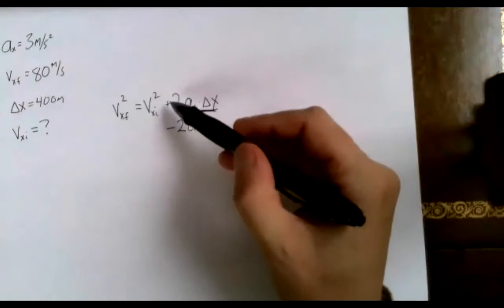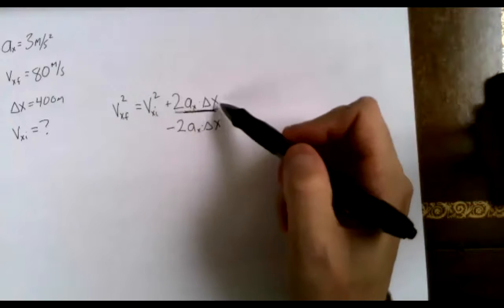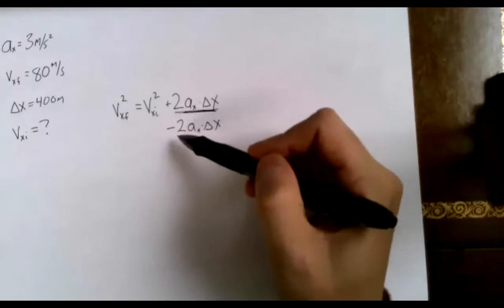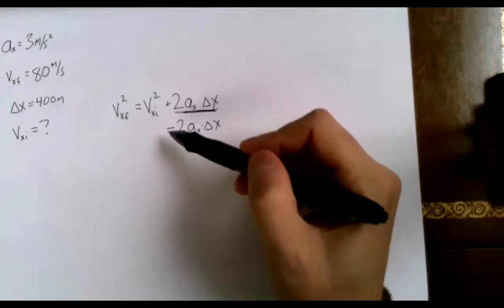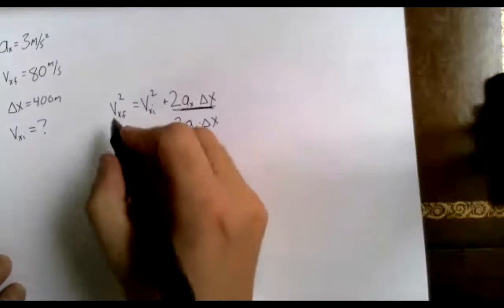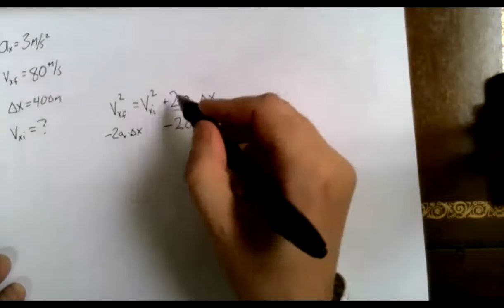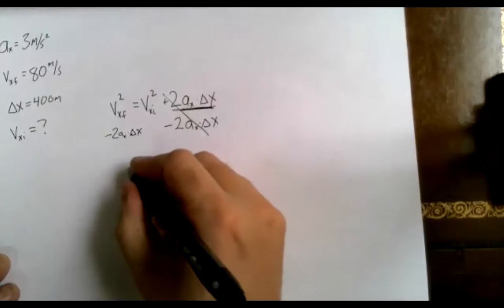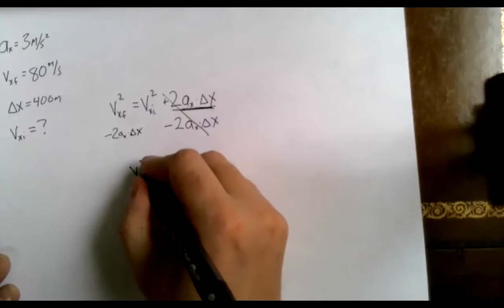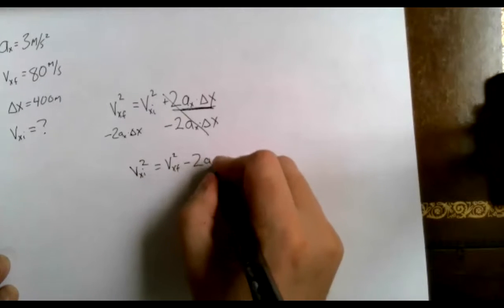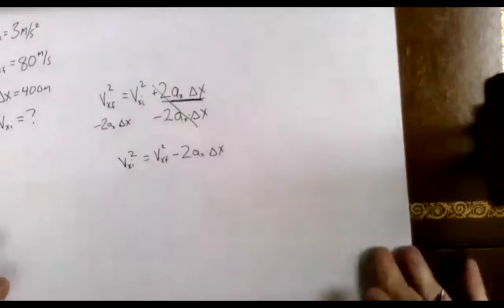Or we can also divide by itself. Well, if we divide, we don't want to divide here because the 2AX delta X is being added on to VXI. If it was being multiplied, then we would divide to undo it. But since it's being added on, we have to subtract to undo it. And I'll also subtract on this side, so it cancels out over here. And if I rewrite, I have that initial velocity squared is final velocity squared minus 2AX times delta X.